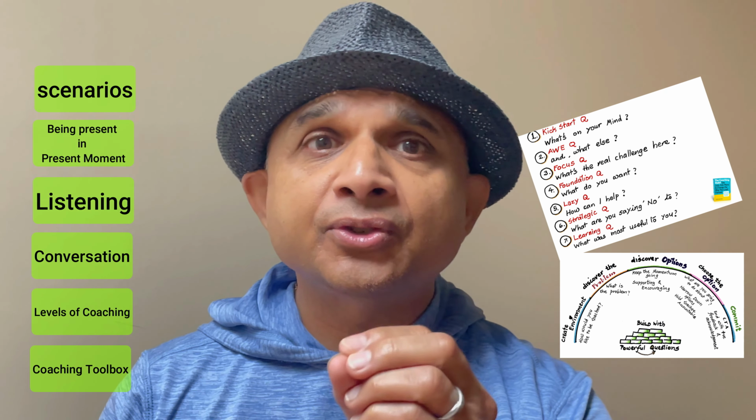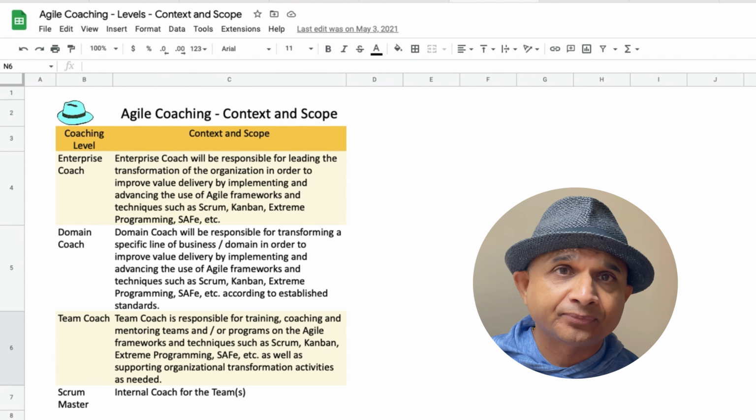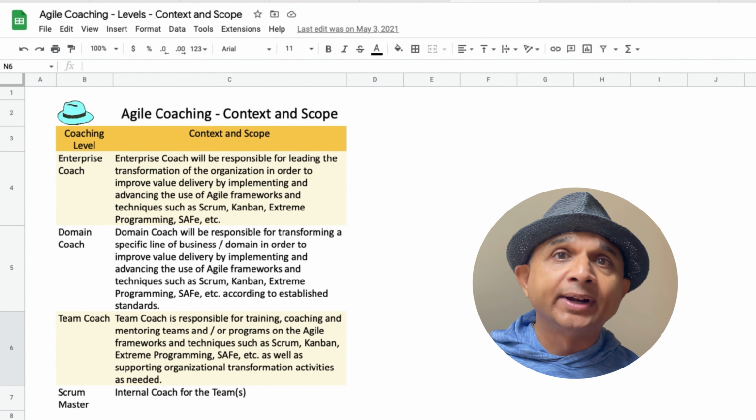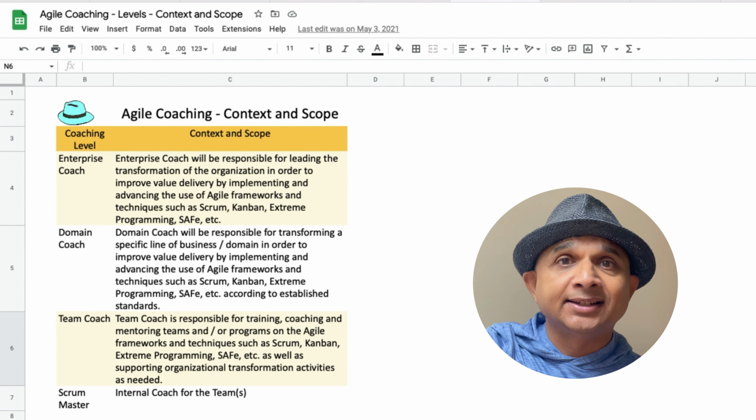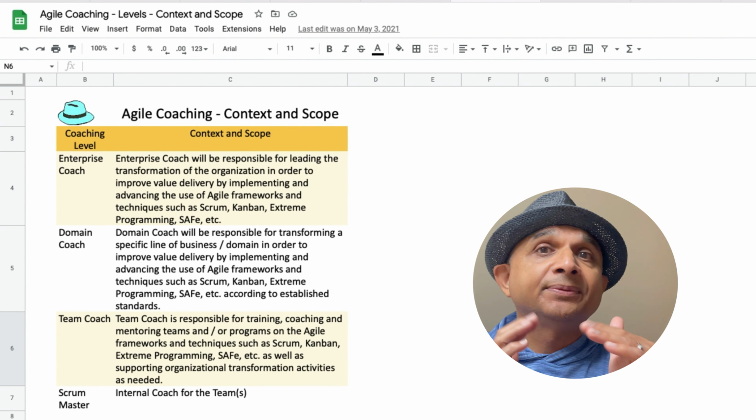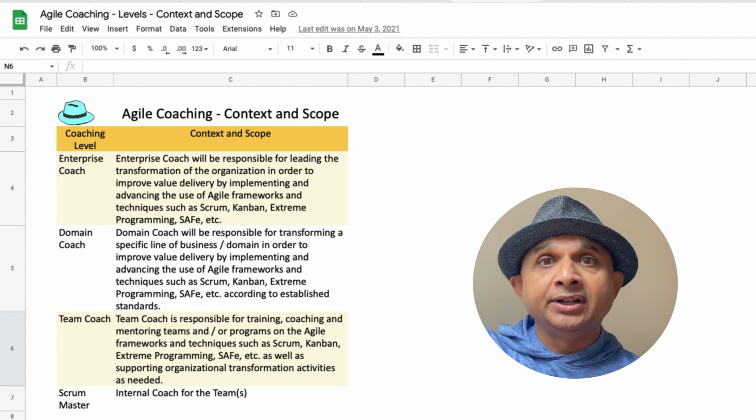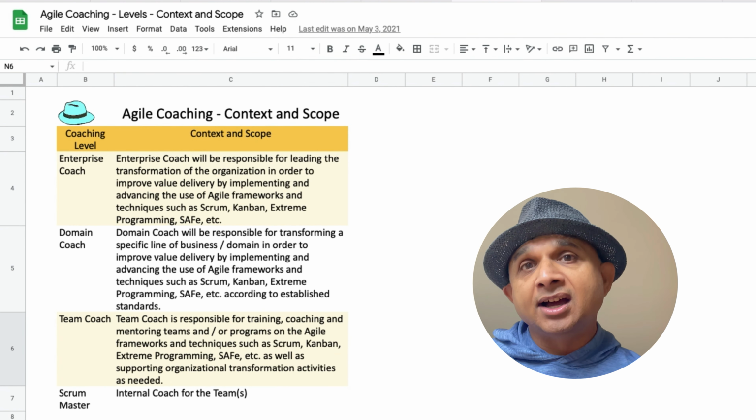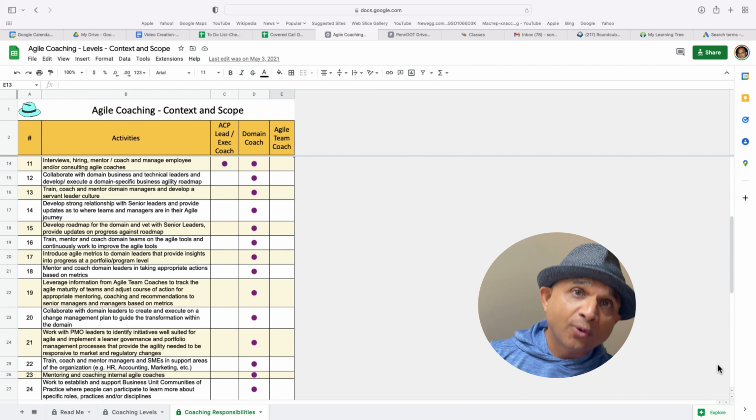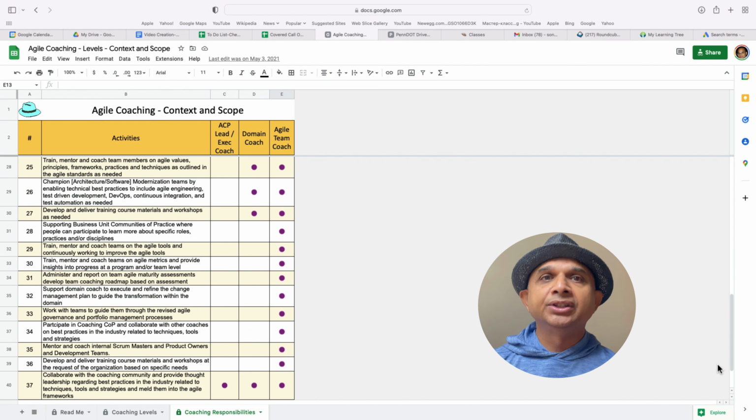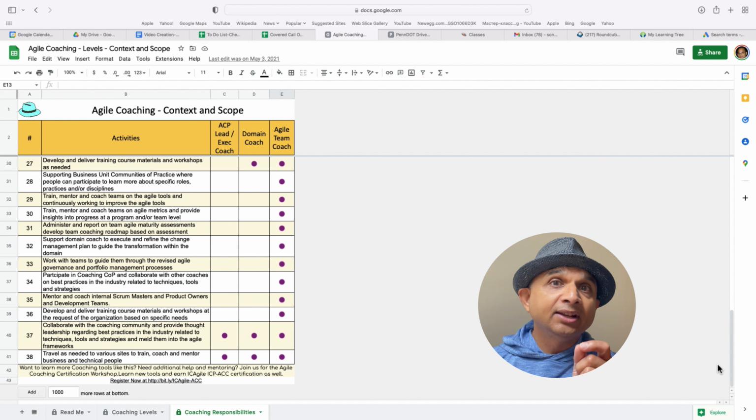I want to spend a few seconds here on levels of coaching. As a coach, you may be working at different levels. You may be working as a team coach, or you may be working as an enterprise coach. So you are working at different levels, be it a team level, be it an enterprise level, or somewhere in between as a domain coach. Each level involves different responsibilities, different sets of activities, different focus, and different reach within the organization. So what level are you operating at? An even more important question is, where do you want to go?